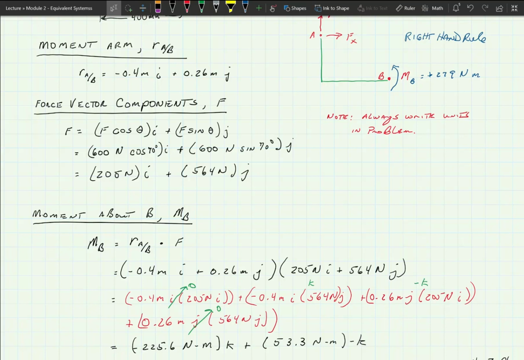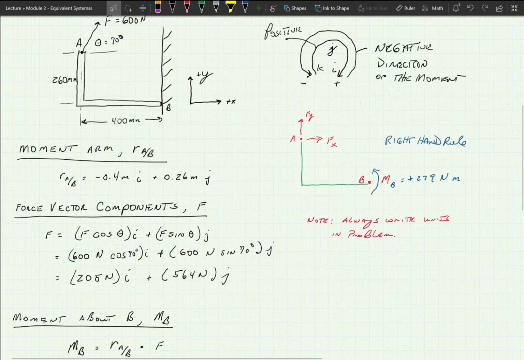The force vector points into the wall. No, sorry. I think I got myself screwed up here. Not sure where I did it though. Negative, negative, positive, positive, negative, negative, 279. So 279 is right. I'm just getting the direction of this moment wrong, and I'm not sure what I did wrong here.